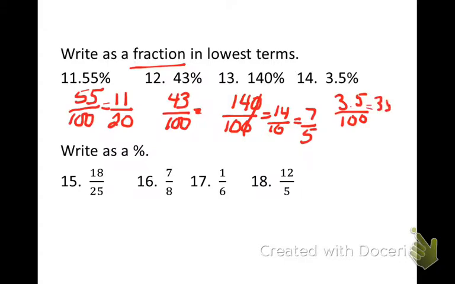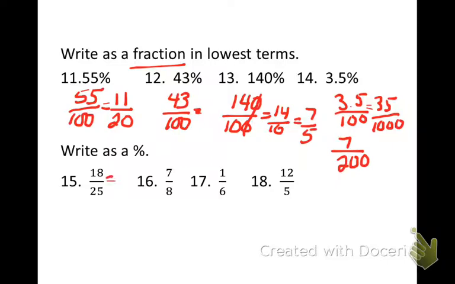It gives me 35, but if I do that to the top, I've got to do the same thing to the bottom. So it becomes 35 over 1,000, and now I need to reduce that. 5 goes into both of those, and you would get 7 over 200 as the answer. Now we want to write these as a percent, so there are a couple of ways.